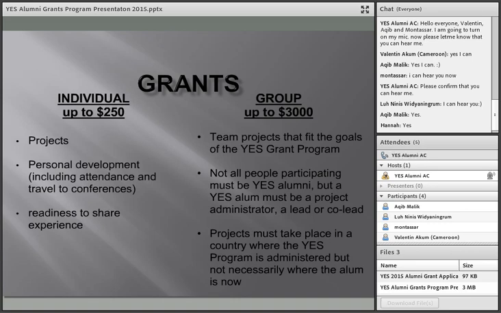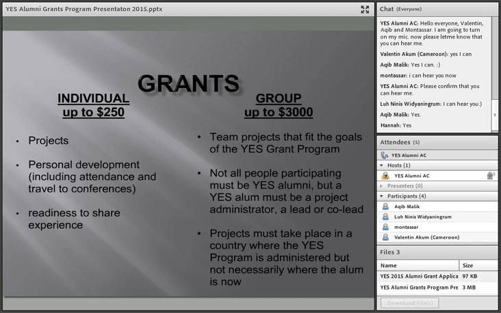These are team projects that fit the goals of the YES program, and we'll talk about those goals. Many of you already know those goals. Serving your community is a large umbrella here. When we talk about a group, not everyone has to be part of the YES alumni community. However, the lead or co-lead must be a YES alum. So the grant will be given to a YES alum who is the grantee and is responsible for the project.